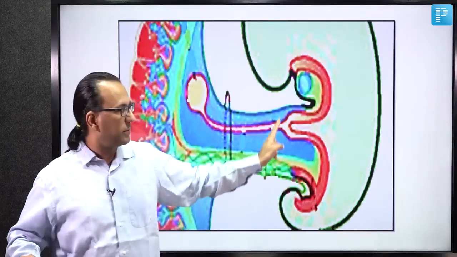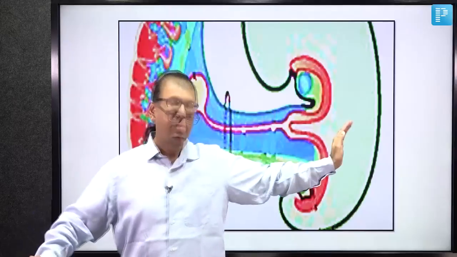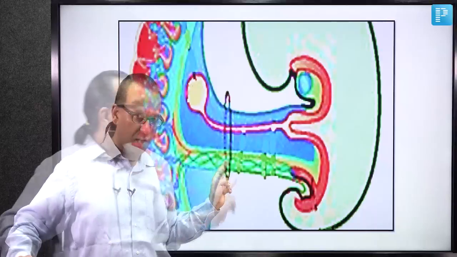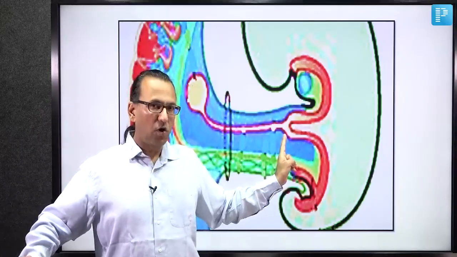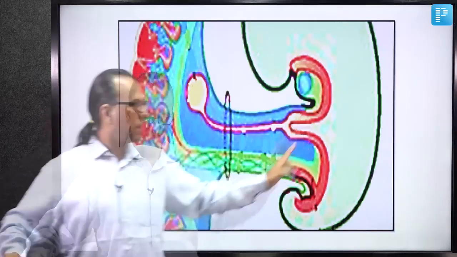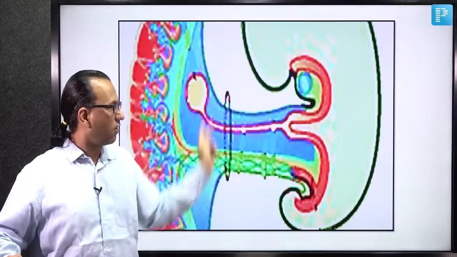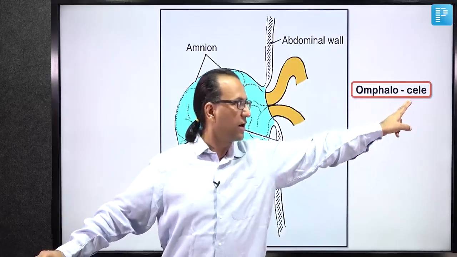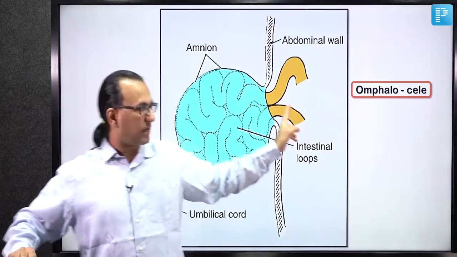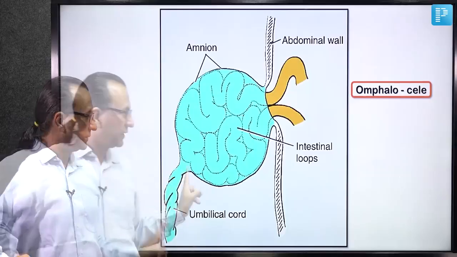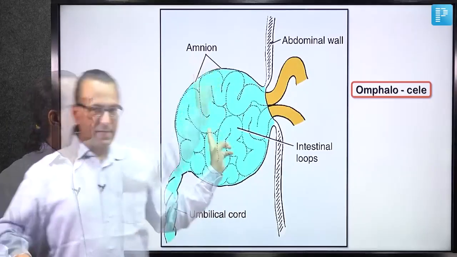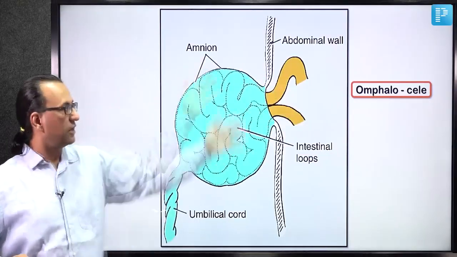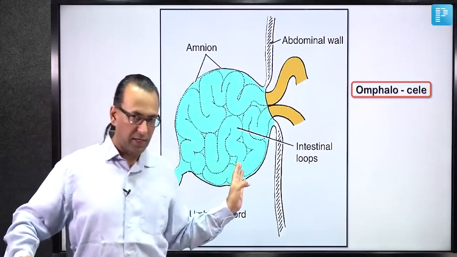In some cases, it may not come back, and a baby is born with the midgut content inside the umbilical cord, called omphalocele. So omphalocele is non-regression of the physiological umbilical hernia, and the content will be inside the umbilical cord covered by the amnion. As you can see, omphalocele. Omphalo is umbilicus, cele is a hernia. You see some part of the intestine has entered the umbilical cord, and it is lined by the amnion. Normally, this will go back by the 10th week of development, but if it does not go back, it stays inside the umbilical cord, then we call it omphalocele.